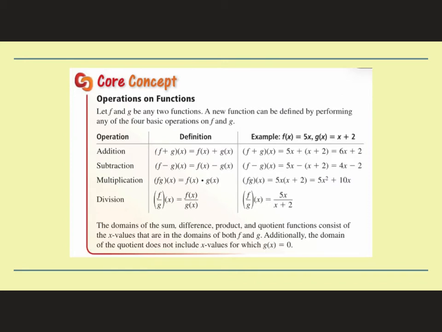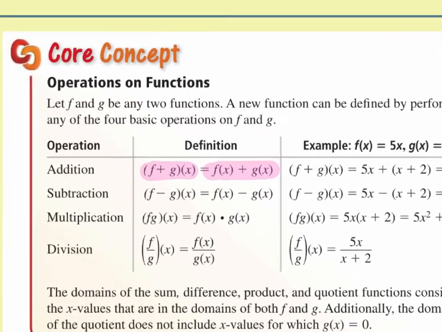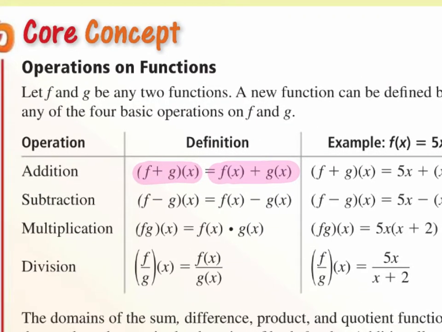So when it tells us to add two functions together, it can be written like this, where we have f plus g of x, or it'll say f of x plus g of x. These mean the same thing. We just take our f of x function and add it to our g of x. So we can take any two functions and make a new function just by performing any one of these operations.